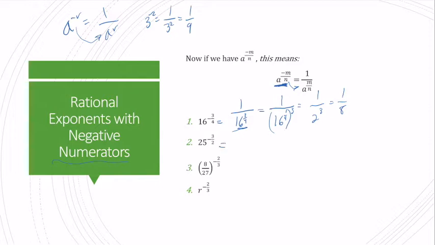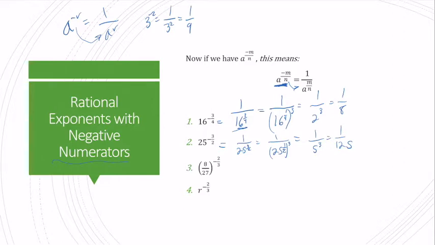For this second example, I'm going to have 1 over 25 to the 3/2. That's 1 over 25 to the 1/2 cubed. So I get 1 over 5 cubed, which is 1 over 125.